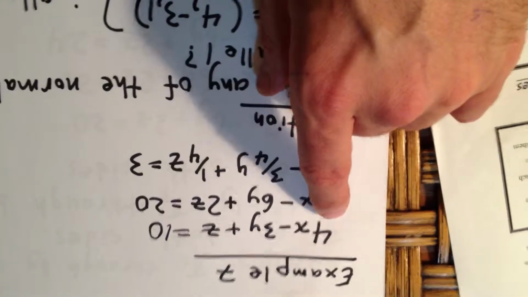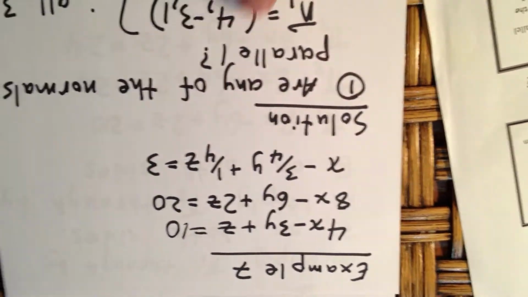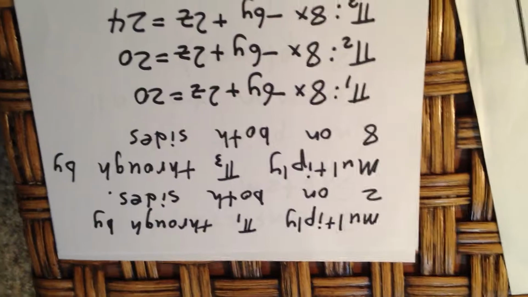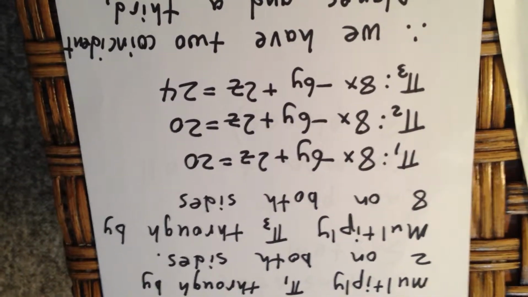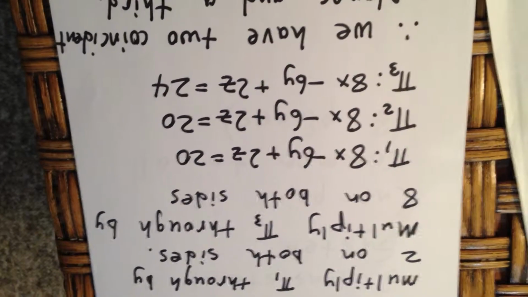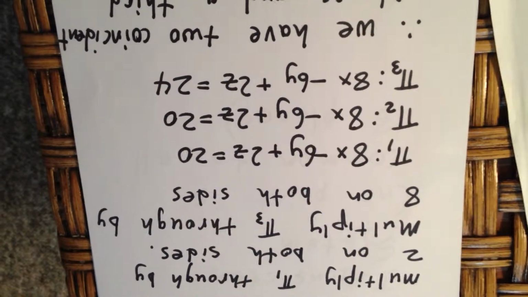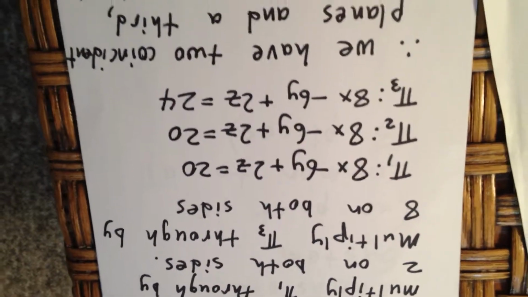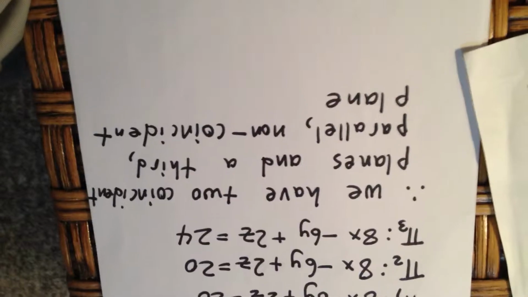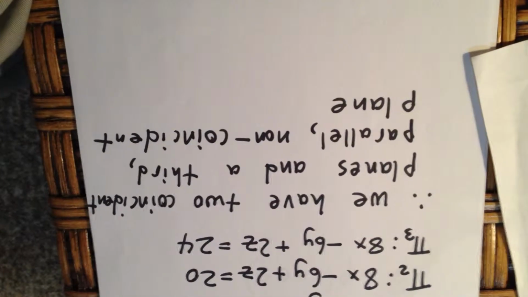not. When we multiply this plane by 2 and we multiply this plane by 8, what happens is we get the three planes on the left-hand side all being 8x minus 6y plus 2z, but on the right-hand side, two of them equal 20 and one of them is 24. So what we have are two coincident planes and a third parallel non-coincident plane.